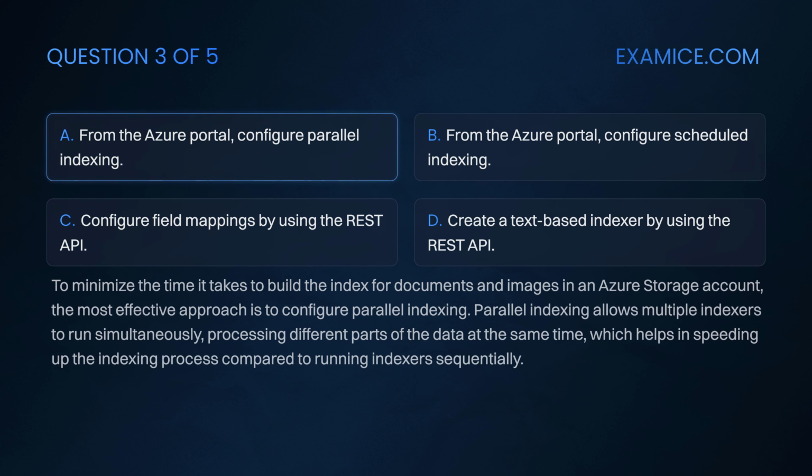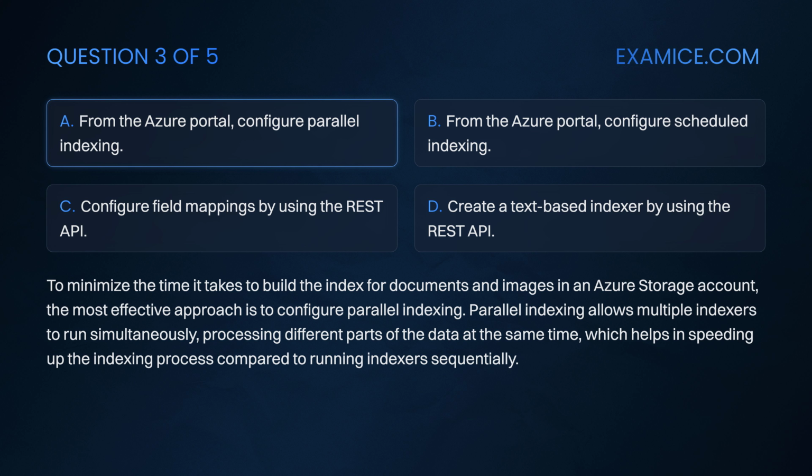To minimize the time it takes to build the index for documents and images in an Azure storage account, the most effective approach is to configure parallel indexing. Parallel indexing allows multiple indexers to run simultaneously, processing different parts of the data at the same time, which helps in speeding up the indexing process compared to running indexers sequentially.